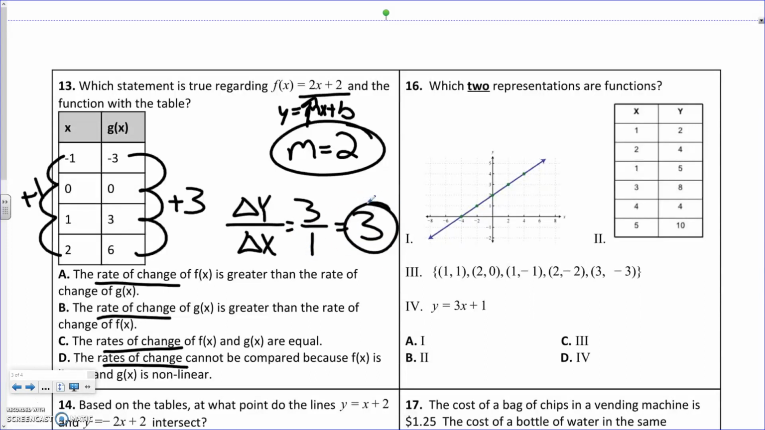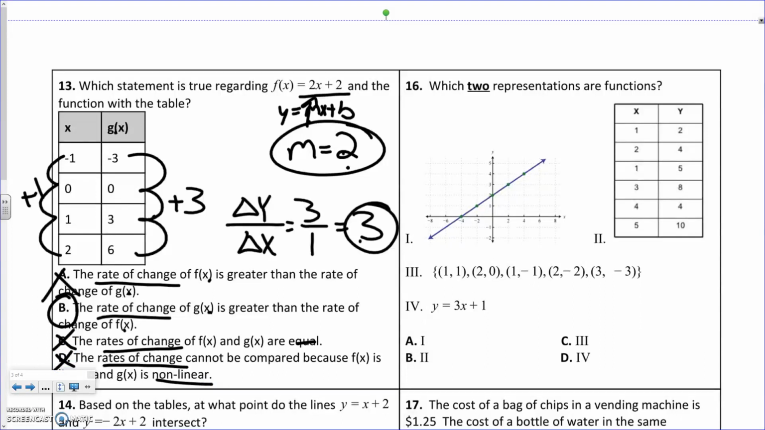So the question says, A, the rate of change of f of x is greater than g of x. F of x is 2. G of x is 3. So f of x is not greater than g of x. So we can mark out A. B says the rate of change of g of x is greater than the rate of change of f of x. So is g of x greater than f of x? Yes, 3 is greater than 2, so the correct answer would be B. They're definitely not equal, right? So C doesn't work. And D says that one of them's nonlinear, but that's not true either. Both of these are linear functions to me.